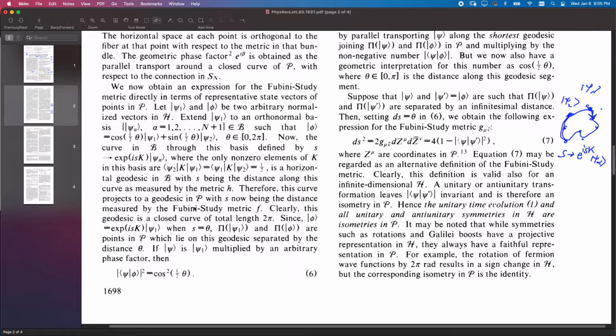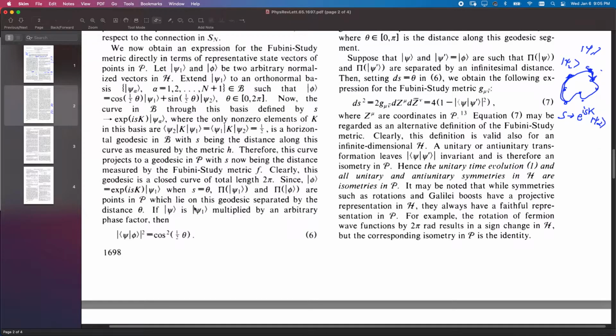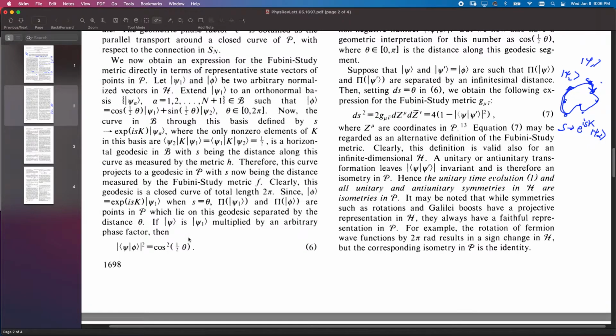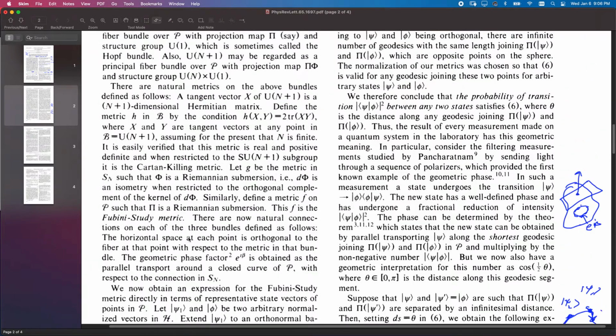When s is equal to theta, π times psi 1 and π times phi are points in P which lie on this geodesic separated by the distance theta. If psi is psi 1 multiplied by an arbitrary phase factor, then the inner product between psi and phi is cos squared of one half theta. Alright, I'm confused.